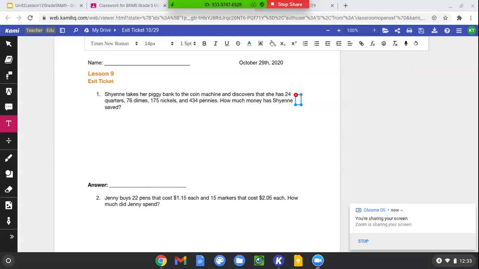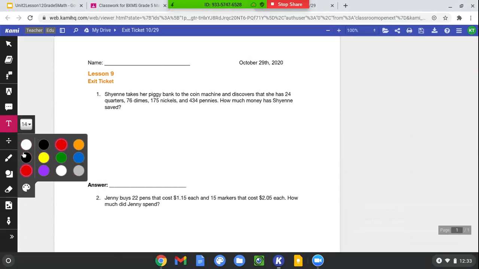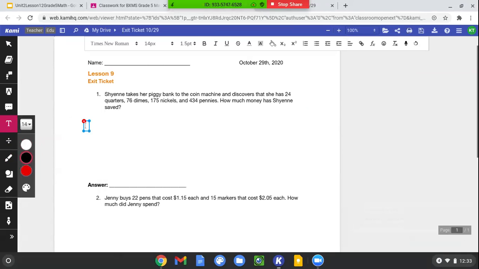We are going to go over an exit ticket. A lot of scholars struggled with the lesson 9 exit ticket, but it's all about money. So let's go over this and I'm going to show you how you should approach it, what the question is asking, and how we solve that. So let's come up with that right now. Let's write these out. What is the question asking us? How do we solve for that?